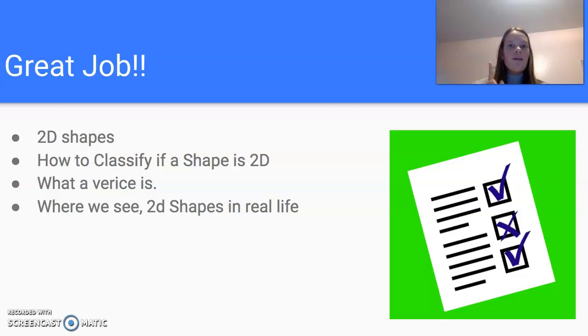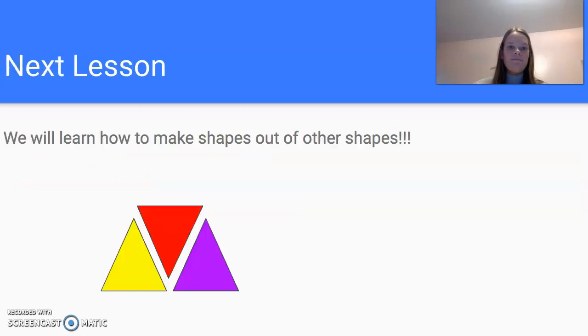So we have one more thing to learn today, and that is what our next lesson is going to be on. I can't wait to share my next lesson with you guys because it's going to be really, really fun. We're going to be making two-dimensional shapes out of more two-dimensional shapes. Isn't that crazy? That's going to be so fun.